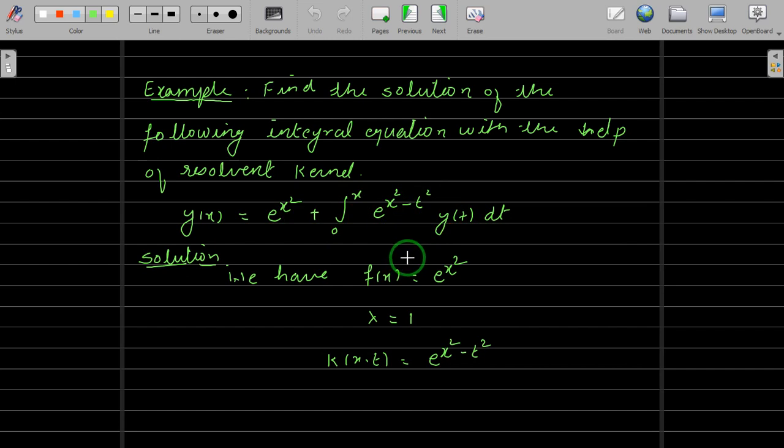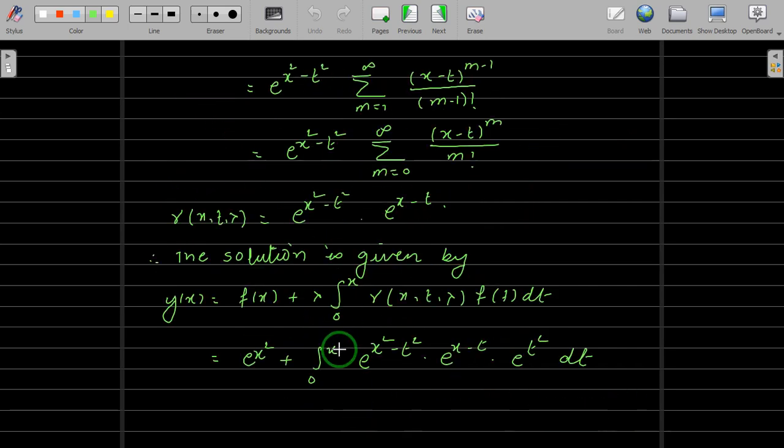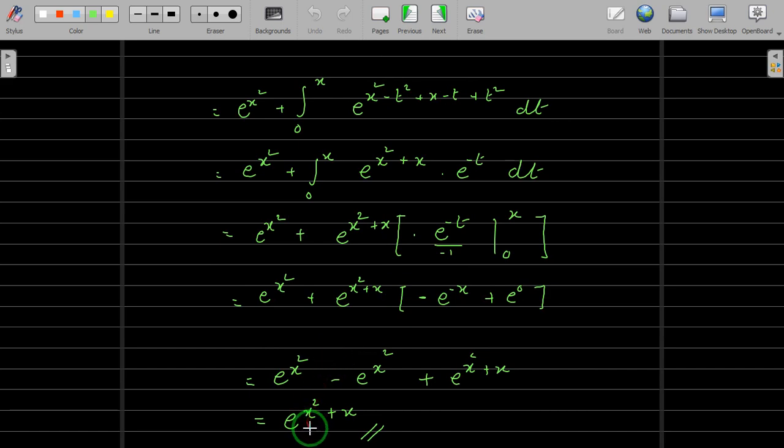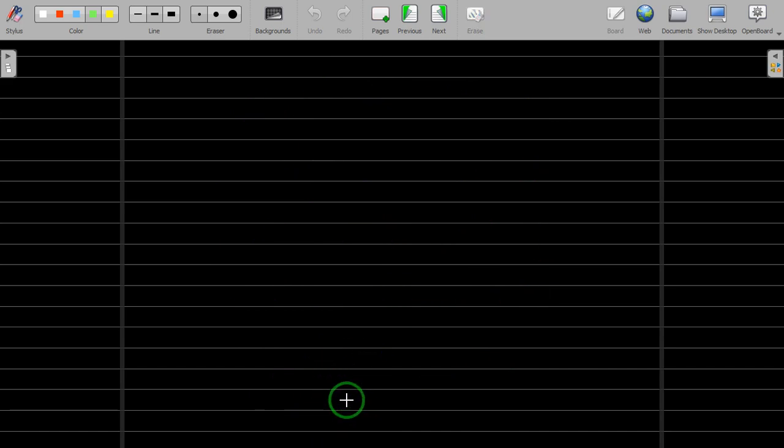So again you can verify whether it's a solution or not. I leave this as an exercise. So the question is, whatever we got here, verify that e raised to x square plus x is a solution of the given integral equation. Let us take one more example here. I will solve this briefly.